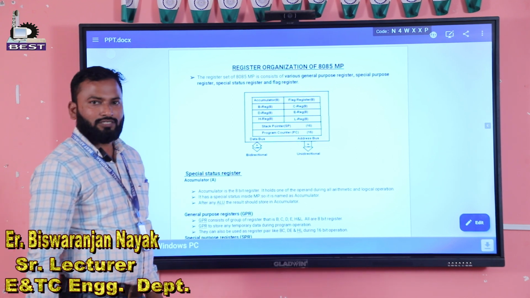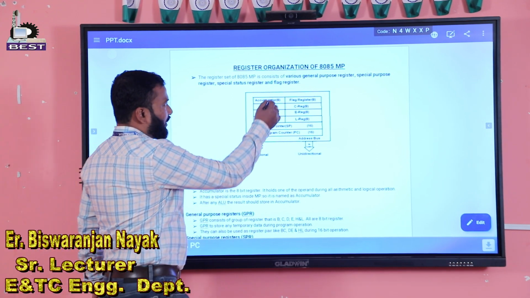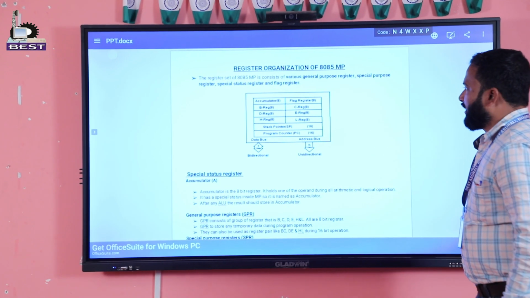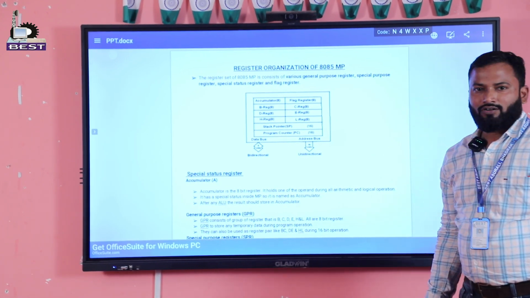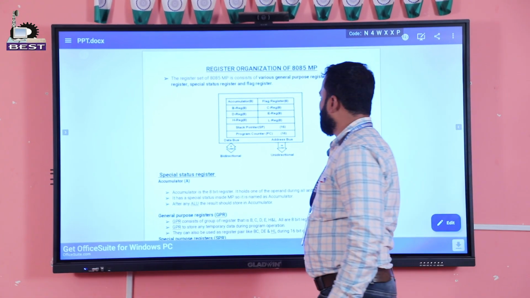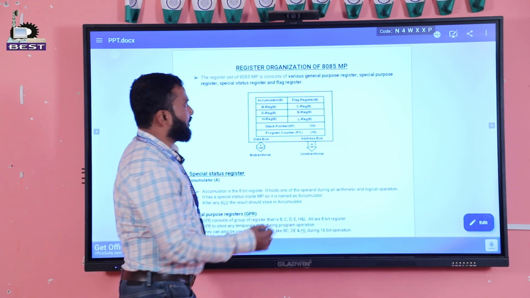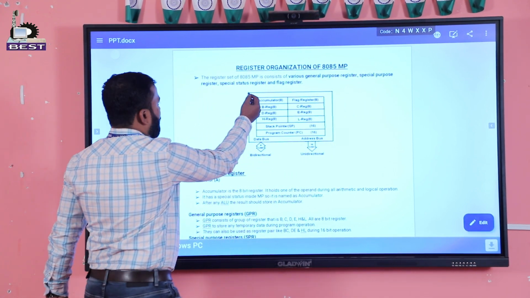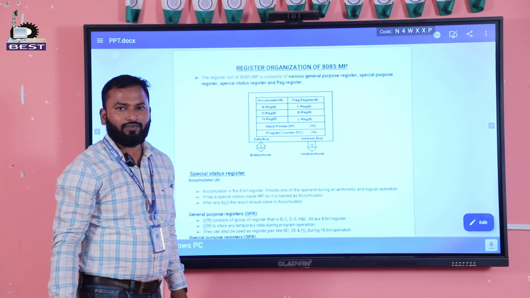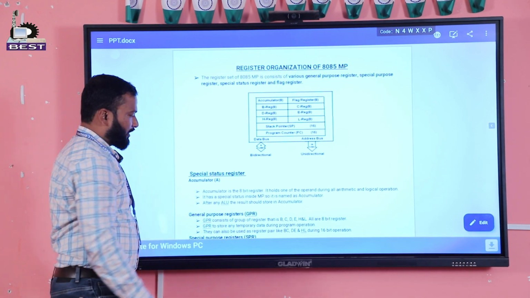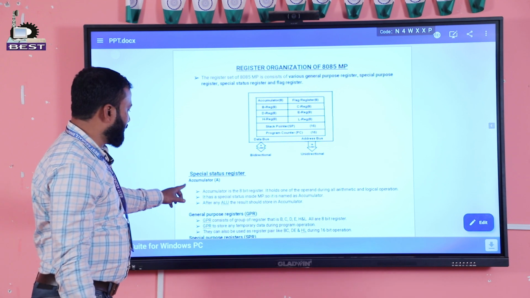Now we will start register organization of 8085 microprocessor. The register organization of 8085 microprocessor consists of various general purpose registers, special purpose registers, special status registers and flag registers. In special status register, the accumulator is there.